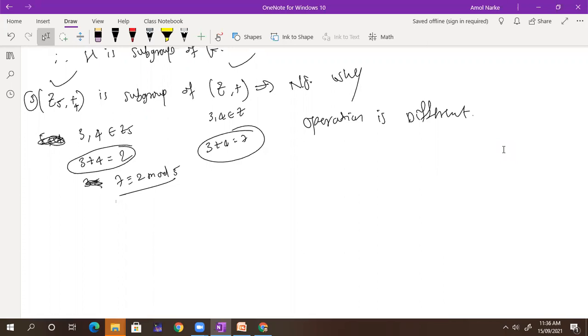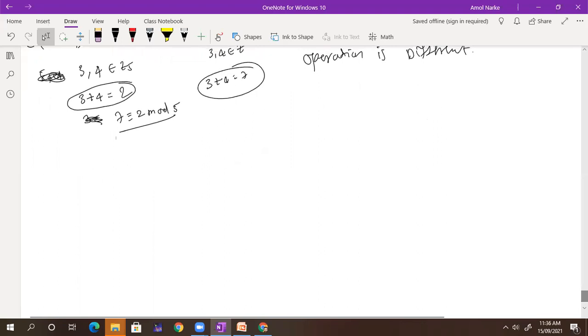I think now you got it. Yes, the operation is different. Both are groups, and both are subsets also, but the operations are different. Whatever operation we are using on Z and whatever operation we are using on Z5, these are different. Okay. Got it. Now this is what we have for the group only.